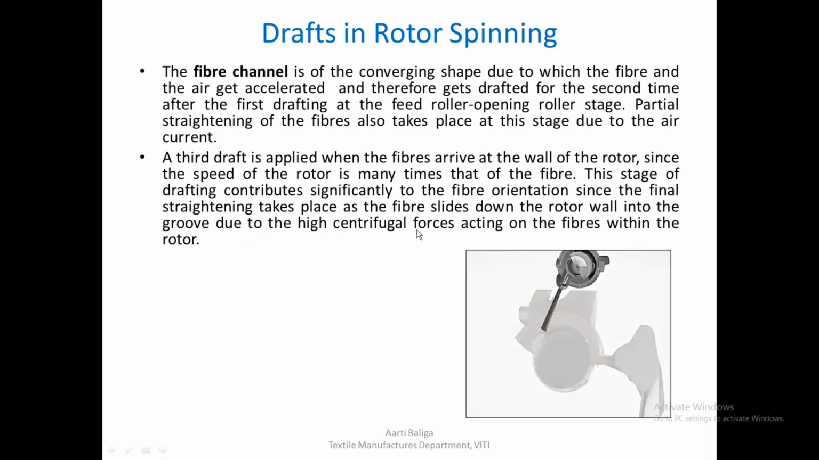And all this happens because of the centrifugal forces that are acting on the fibers, since we know that the rotor would be running at speeds of around 1,70,000 or so, which we saw in the last lecture. Since high speeds are involved, equally high centrifugal forces will be acting on the fibers in the rotor.